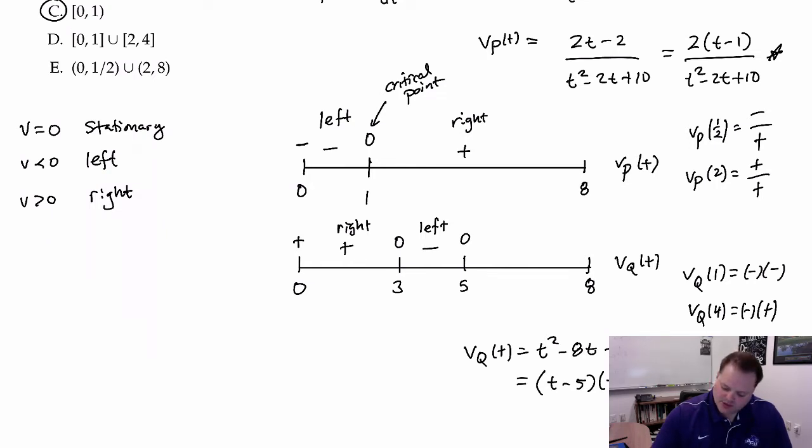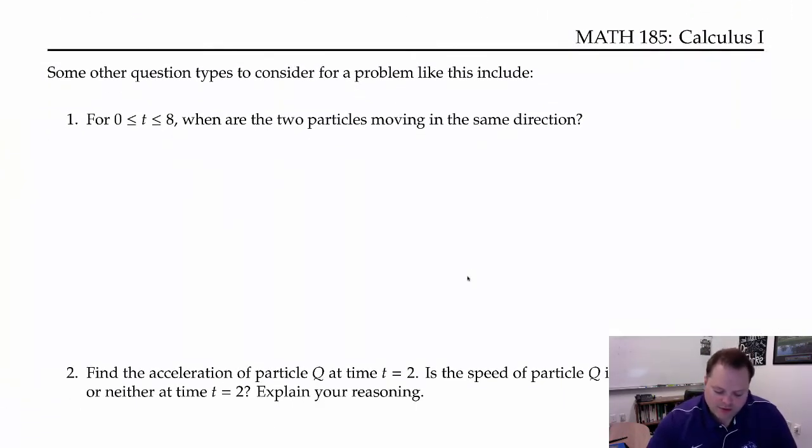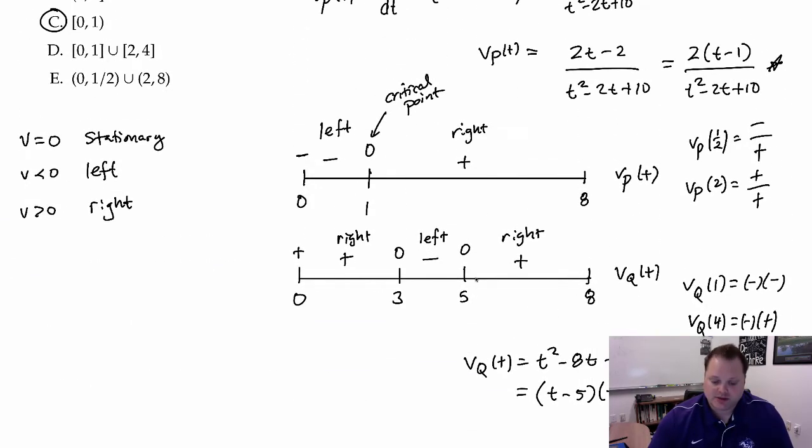So I know I have two positives times each other, so the velocity is positive in that interval, and we're moving back to the right. So this gives me an idea of exactly how the particles are moving based on their velocities. We're going to use this to answer a couple more follow-up questions. So on the interval from 0 to 8, when are the two particles moving in the same direction? Okay, so it would probably do us a bit of good here to copy and paste this down.